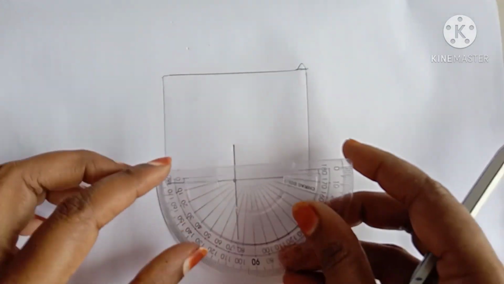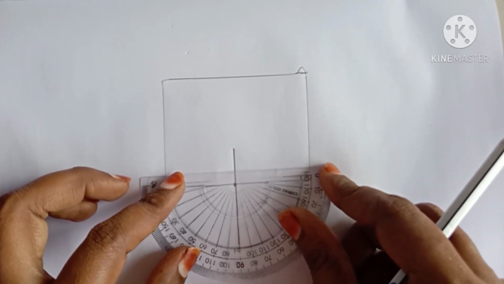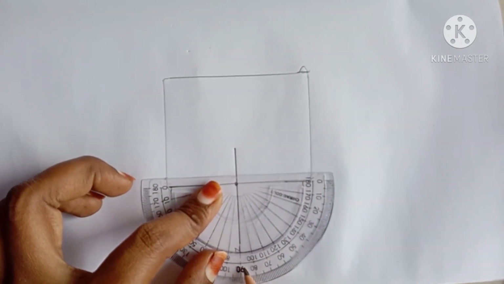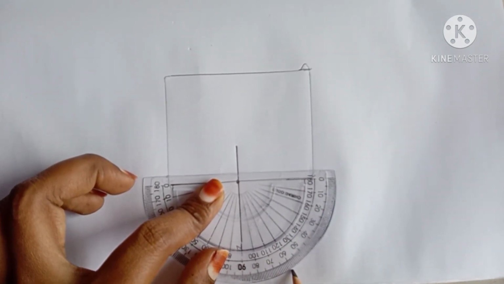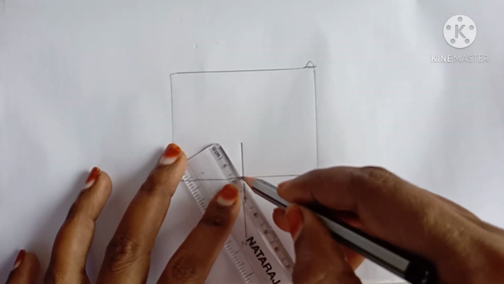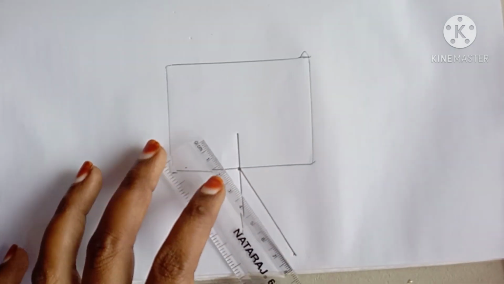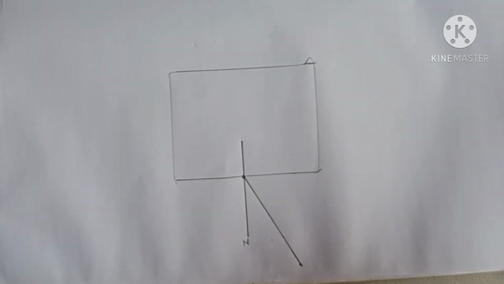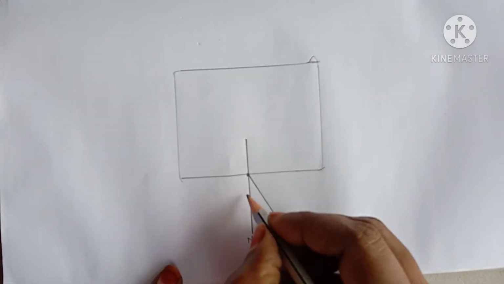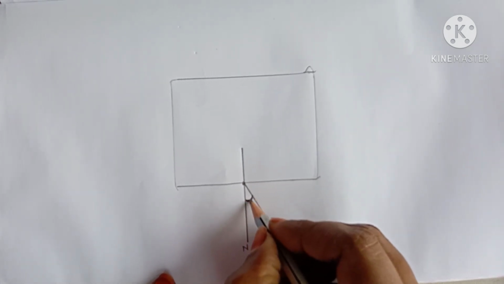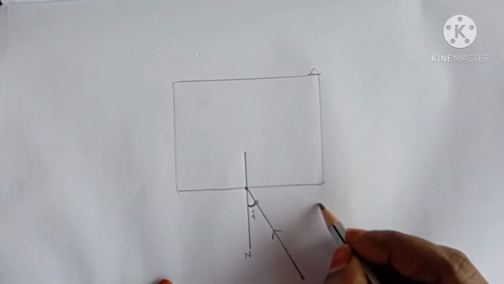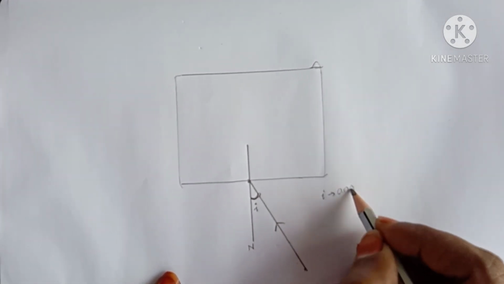Now take a protractor and make it coincide on the line. Now see, the 0 is along the 90 degrees. So from 90 to 60, we are taking 30 degrees. So the angle between the normal and this line should be 30 degrees. This line indicates the incident ray falling on the slab. And the angle between these two lines is called the angle of incidence. i is the angle of incidence.